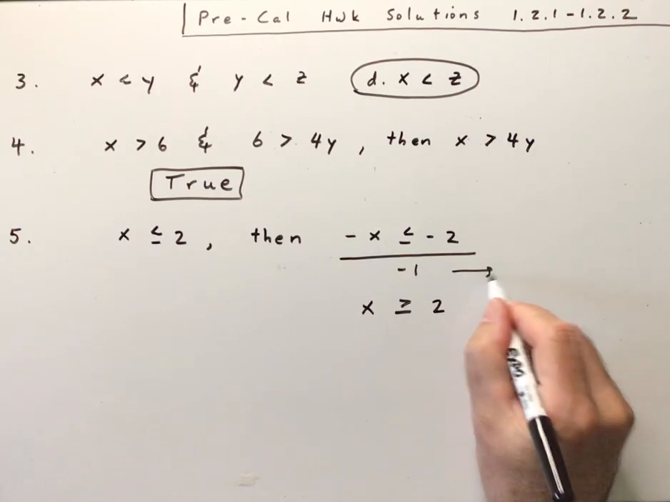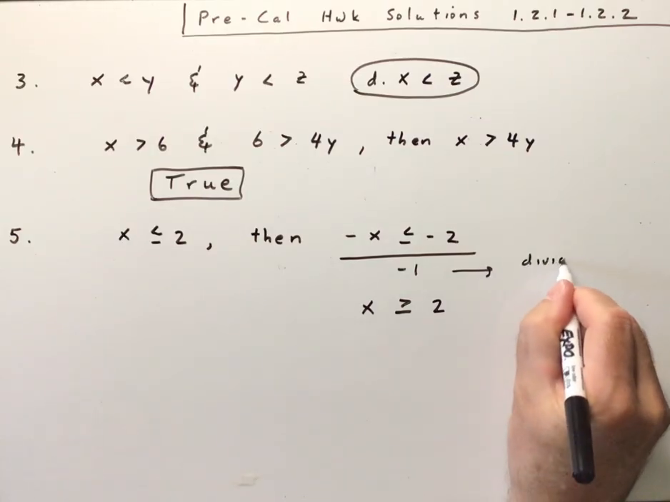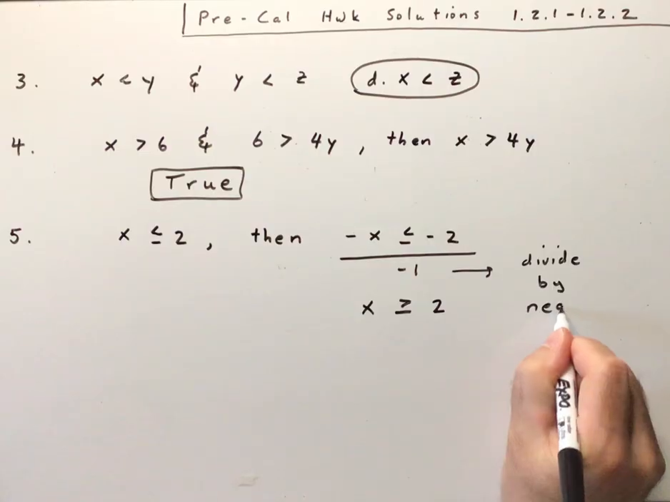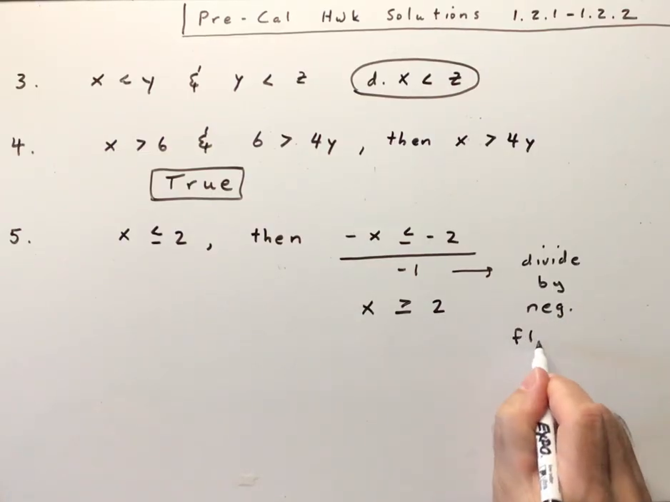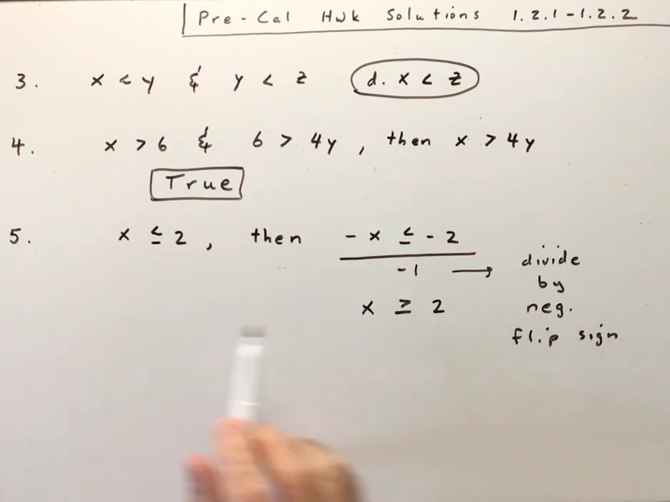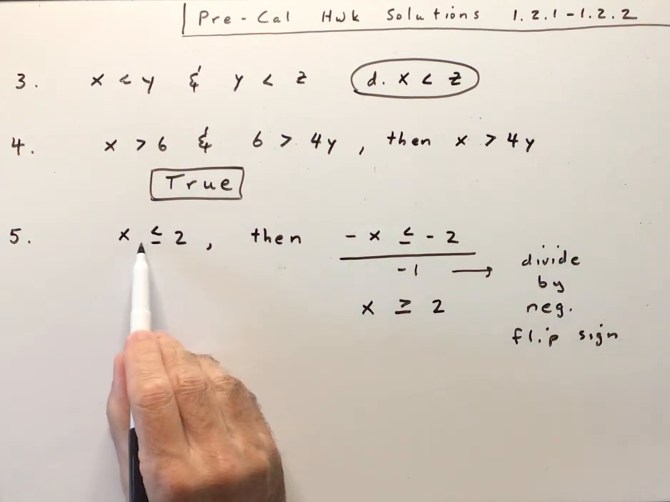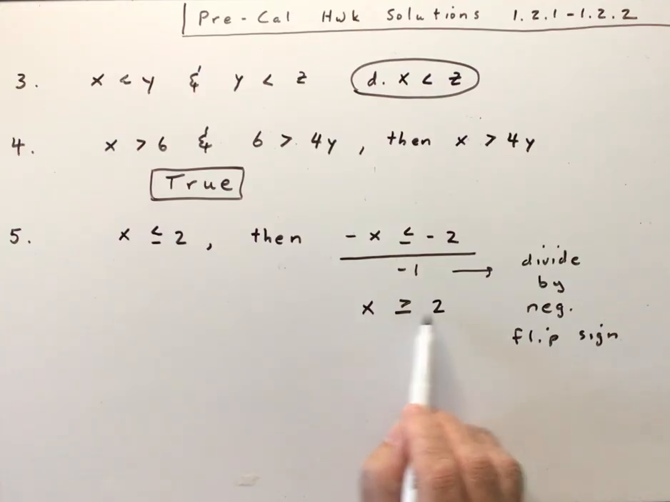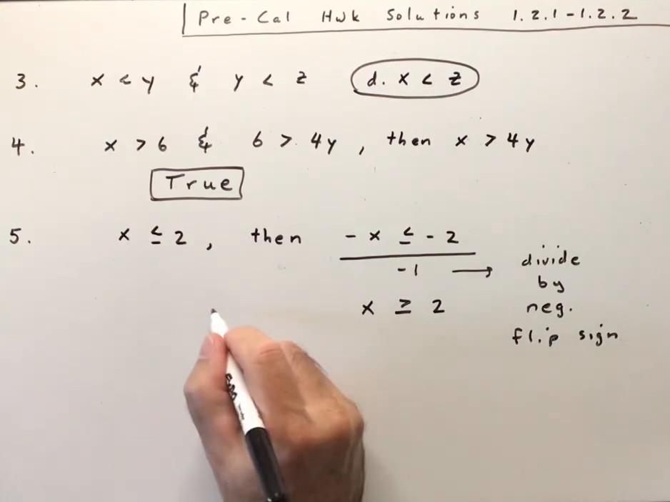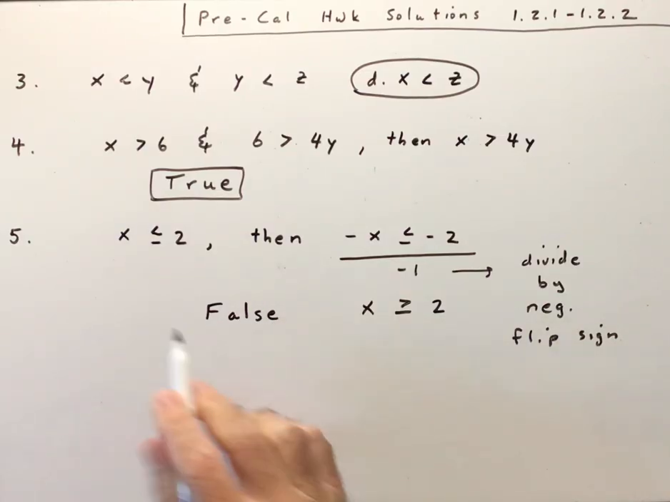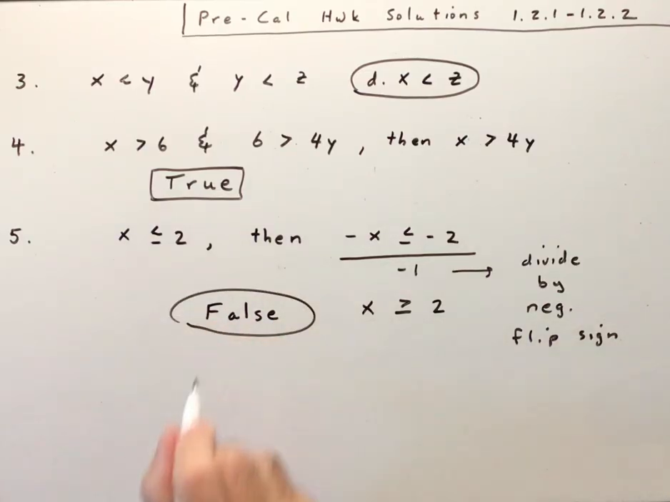Okay, so divide or multiply by a negative, then you must flip the sign. Easy thing to forget. Well, the first statement was x is less than or equal to 2, and the second statement is x is greater than or equal to 2. So they both can't be true. They're saying the opposite thing, right? So that's false.